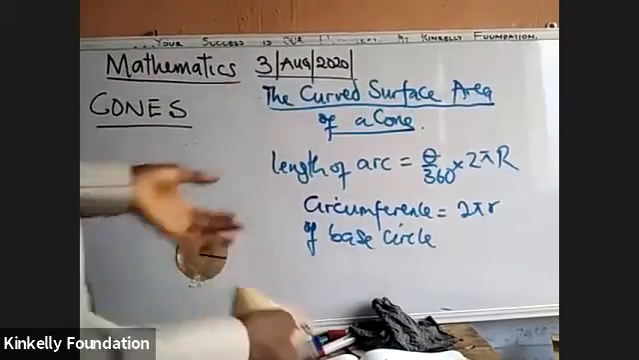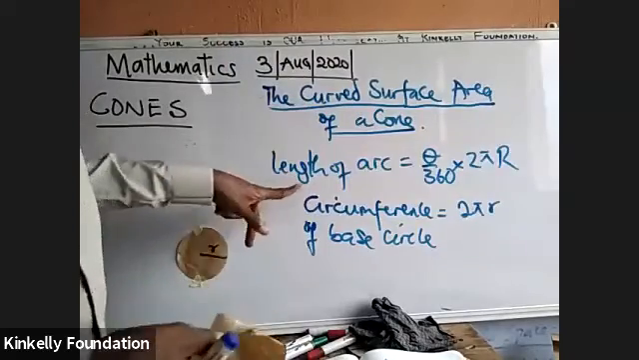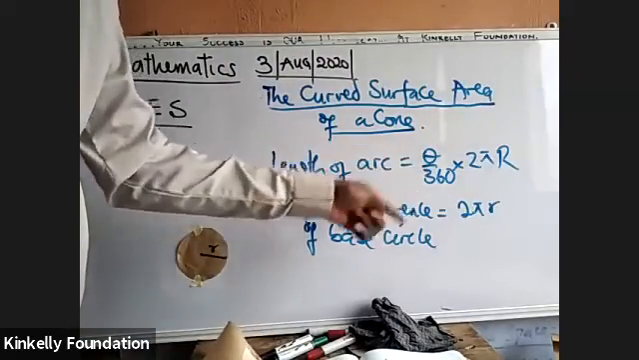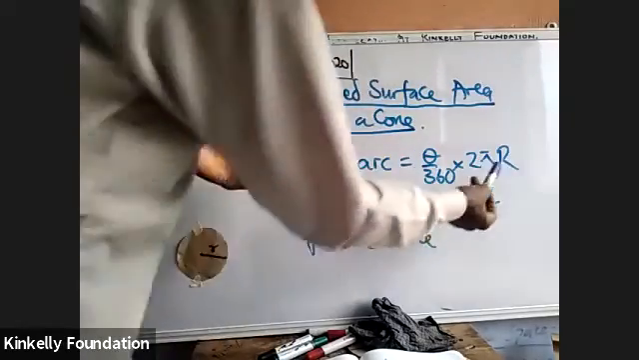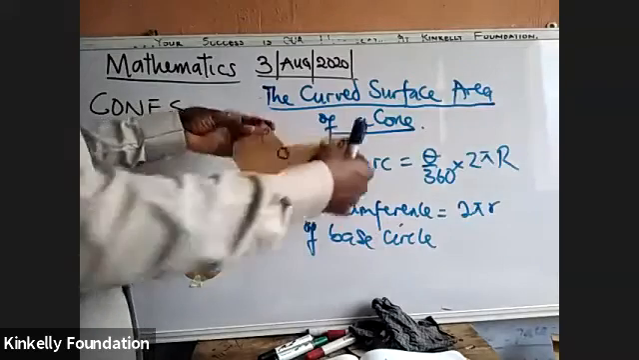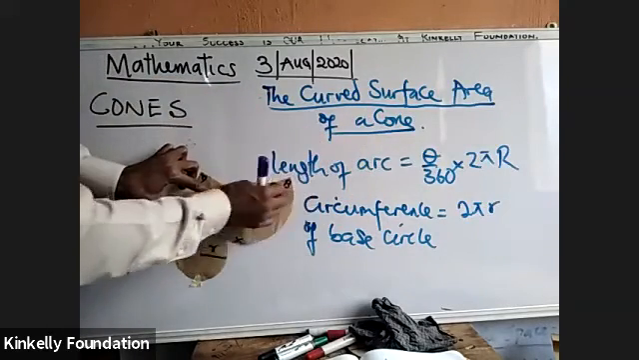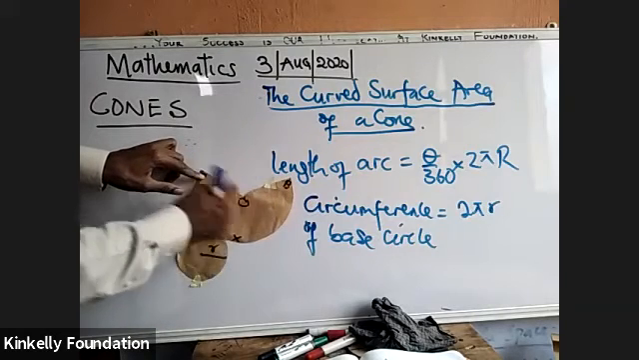We said, in getting the curved surface area of a cone, that the length of arc is given as theta over 360 times 2 pi R. Remember that we are using a capital R for this one. This here is the sector, and this sector is made up of two radii and an arc.